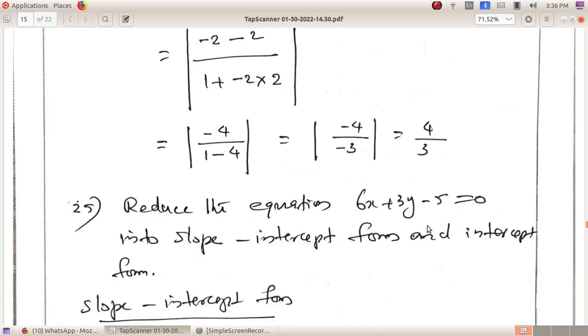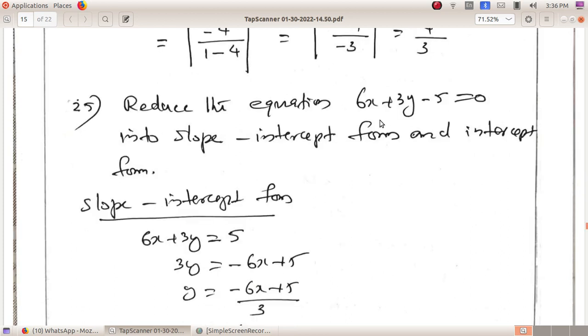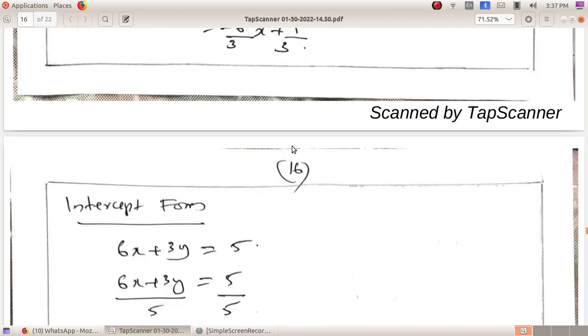Okay. Reduce the equation 6x plus 3y minus 5 equal to 0 into slope intercept form and intercept form. Slope intercept form. Okay. So given us 6x plus 3y equal to 5. Okay. Minus 5 outside, right side equal to 5. So 3y is equal to minus 6x plus 5. Y is equal to minus 6x plus 5 by 3, or minus 6x by 3 plus 5 by 3. Splitting. So this is the slope intercept form.